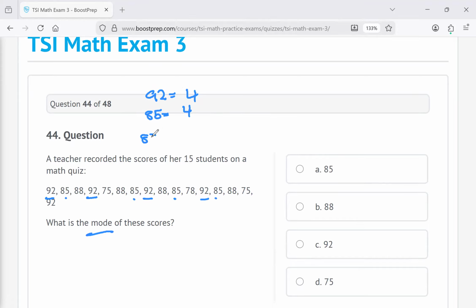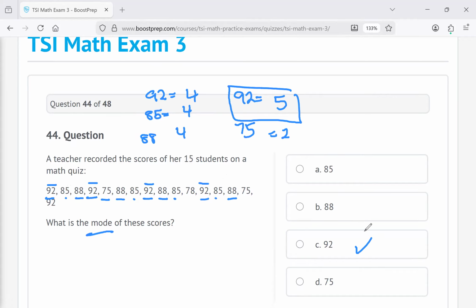What about 88? 88 is one, two, three, four. What about 92? One, two, three, four, five. What about 75? Let's see, 75. One, two. So the number that occurs most often between these numbers is 92. That's it.